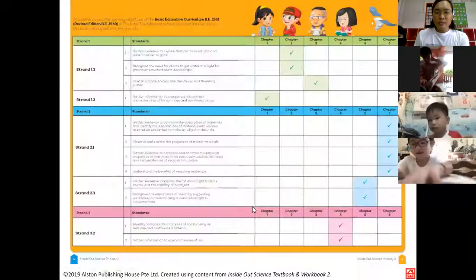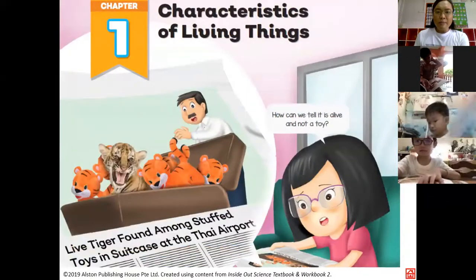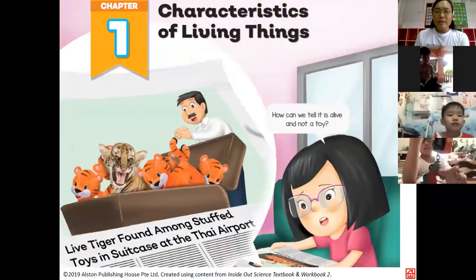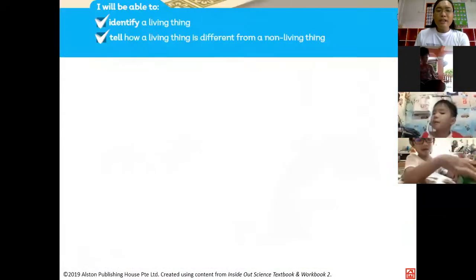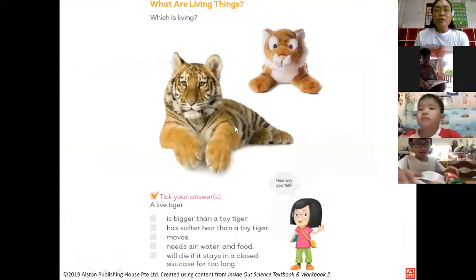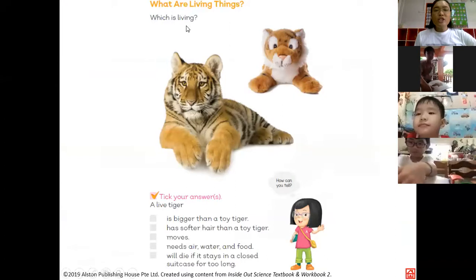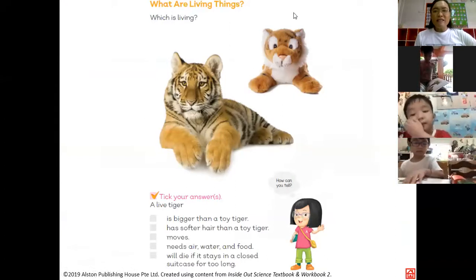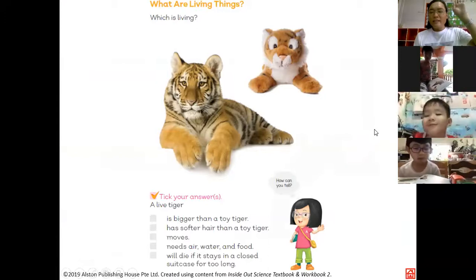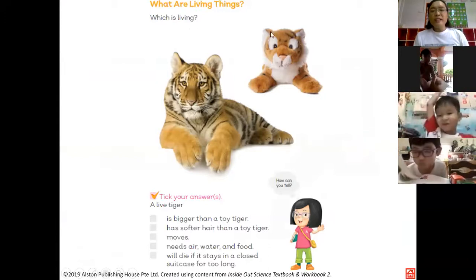All right, so this afternoon class, we will talk about the characteristics of living things, okay? On page number 2, there are two pictures. So the question here, which is living? Which one do you think is a living thing? Anyone? Raise your hand.